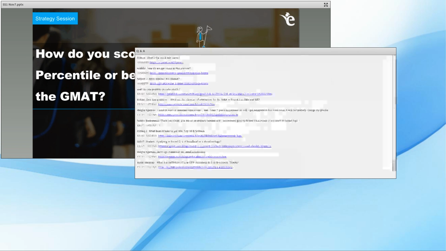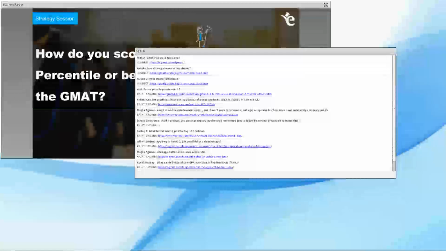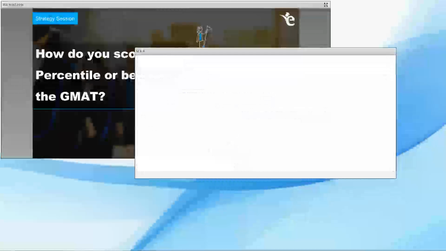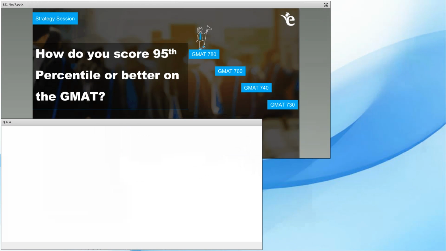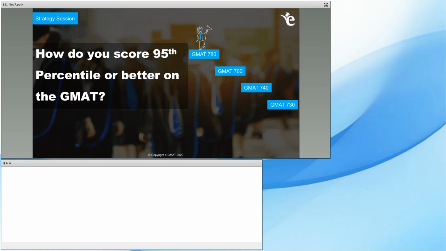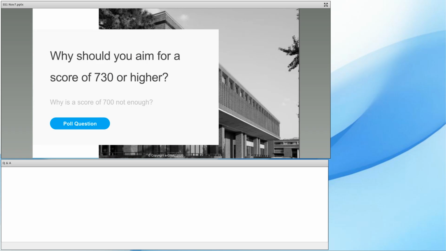You should be seeing a presentation which says how do you get to 760 on the GMAT, or how do you score 95th percentile or better on the GMAT? My apologies. Let me clear all prior questions, and I'm going to put in a Q&A pod below this as well, so you guys can ask those questions during the session.